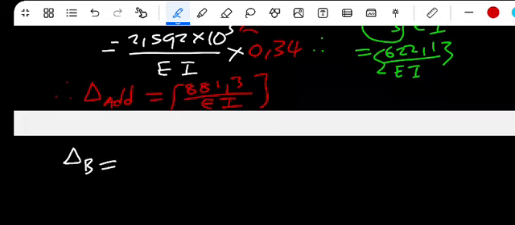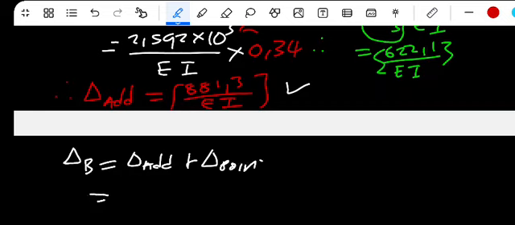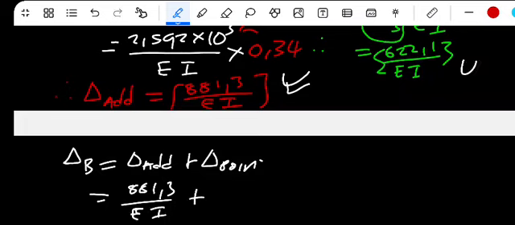So having the deflection at B, we'll have the sum of those two. Remember, it's additional deflection plus the deflection due to what, to the point exact. So we have this 881.3 divided by EI plus this one we got, 622.1 over EI.